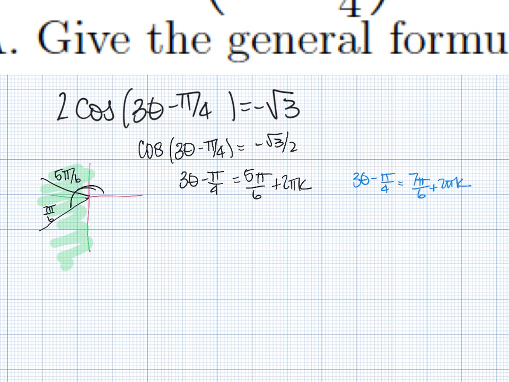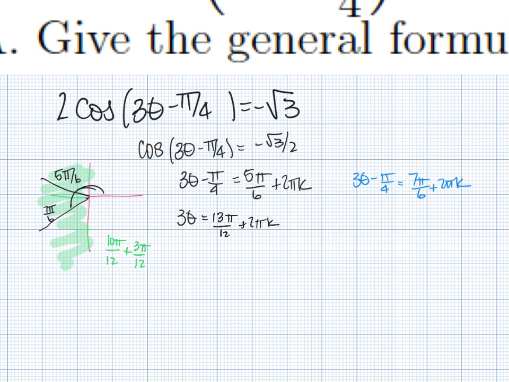But I need to solve for theta. So I will add pi over 4. So let's think about this. I'm going to do this work over here. I need a common denominator, and the common denominator between 6 and 4 is 12. So I get 10 pi over 12 plus 3 pi over 12, which means that 3 theta must equal 13 pi over 12 plus 2 pi k.